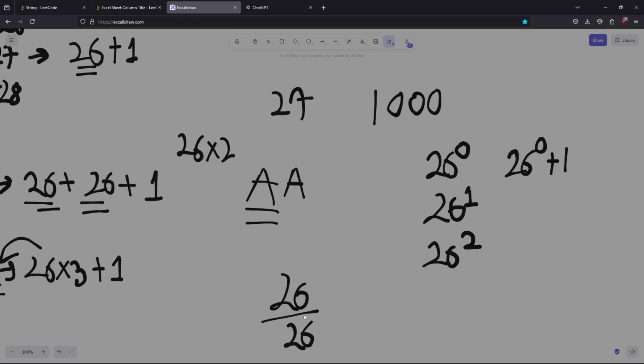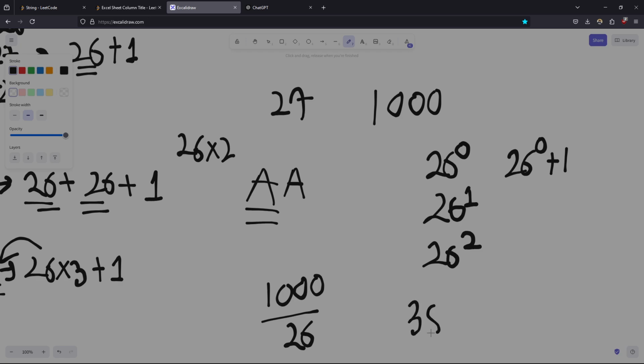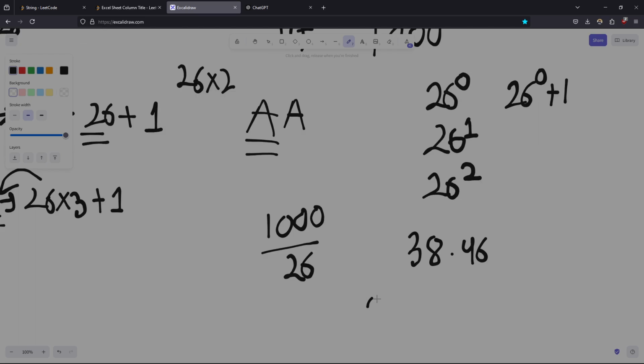Okay, I misspoke here. What I meant is we need to divide the given number by 26. Suppose if the number is 1000, then we need to divide 1000 by 26, which equals 38.46 and some random numbers. So it means that the answer is 26 multiplied by 38. Yeah, 26 is multiplied by 38. So what does it indicate?